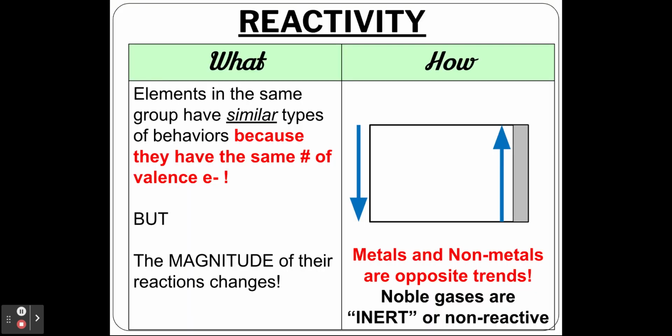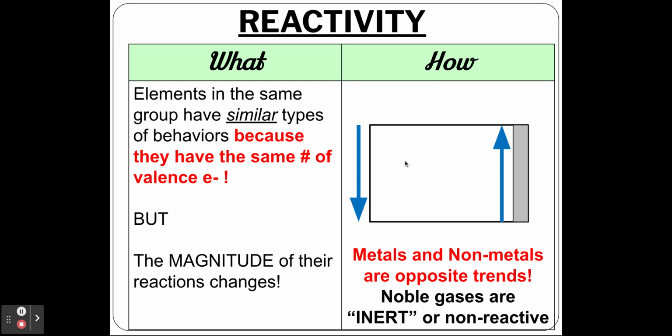So what about reactivity? Reactivity is a little bit tricky to do. Here we're talking about elements and how they react. Elements that are in the same group have similar types of behaviors because they have the same number of valence electrons. That is really important. It's the number of valence electrons that determines how they react, what their behaviors and properties are. But the magnitude of the reaction changes based upon whether you're on the left or right. Metals and nonmetals have opposite trends. Noble gases are inert. They're not reactive at all because they are stable, so we ignore them as far as reactivity.